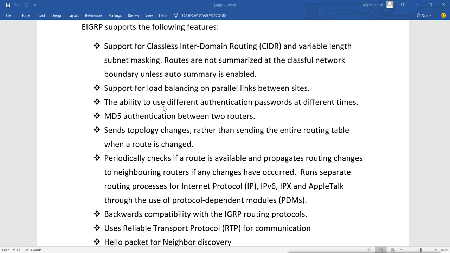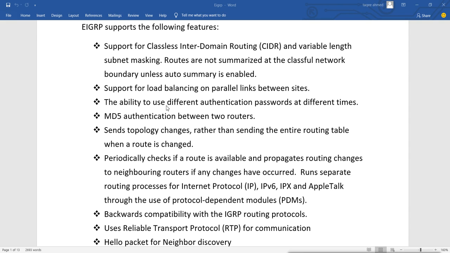Then there is the ability to use different authentication passwords at different times. Authentication means that when we configure OSPF, RIP version 2 or EIGRP, we can authenticate the packets between two neighbors. When the neighbors communicate with each other, we can configure authentication. Authentication means the neighbors will make sure that the data coming from the other neighbor is authenticated.